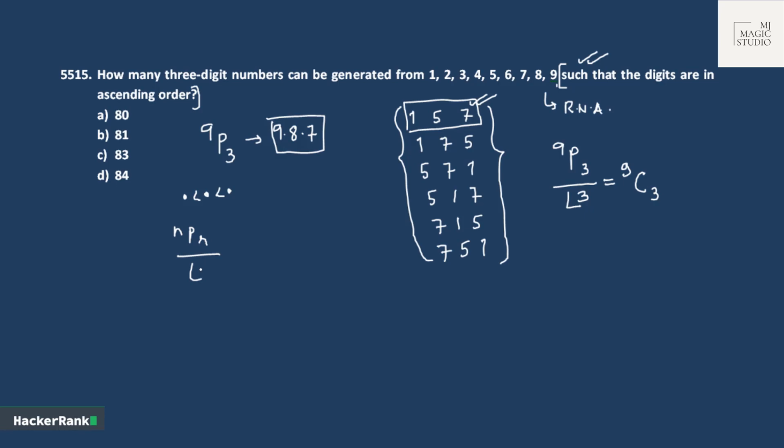We know that nPr divided by factorial r is nCr. Just to make you understand that this is not a question of permutation. This is simply a question of combination. Answer is 9C3. That is 9 into 8 into 7 divided by factorial 3, which is 6. 2 times 4, 2 times 3, 3. 12 into 7 is 84. Option D is the pick.